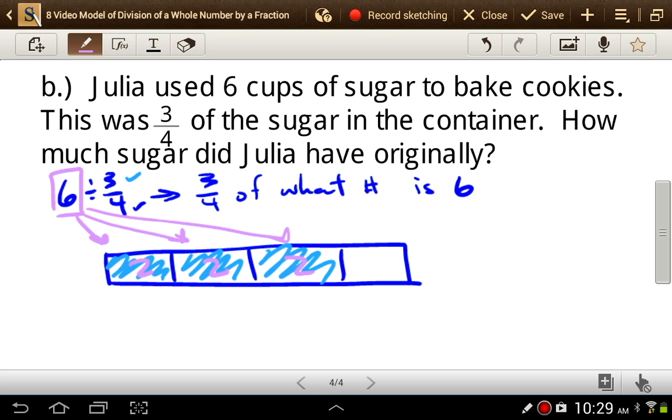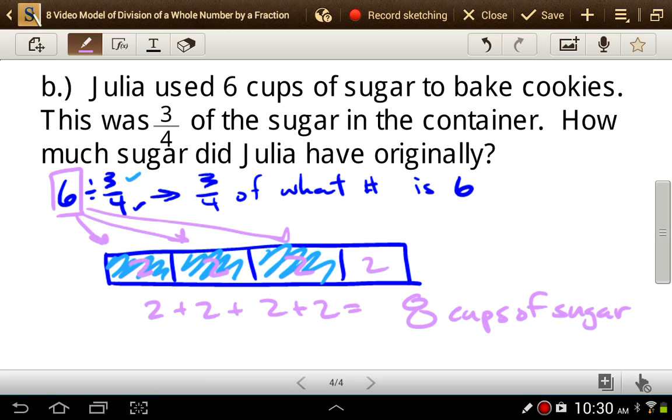And then I continue the pattern for the unshaded one, and I add up my sections, and that would be 8. And this is how much sugar? So 8 cups of sugar. And that is how you do those.